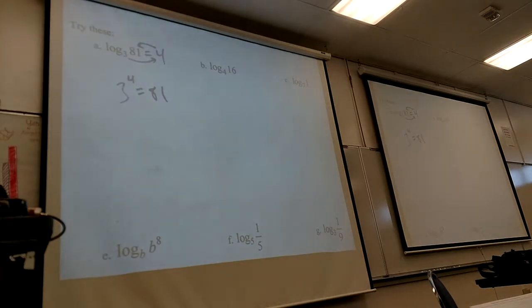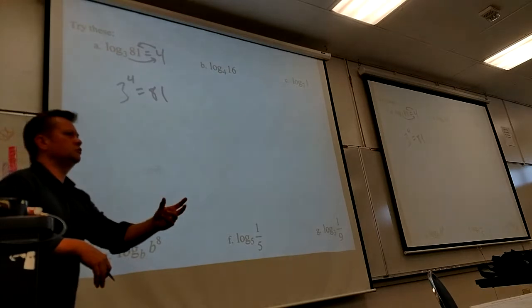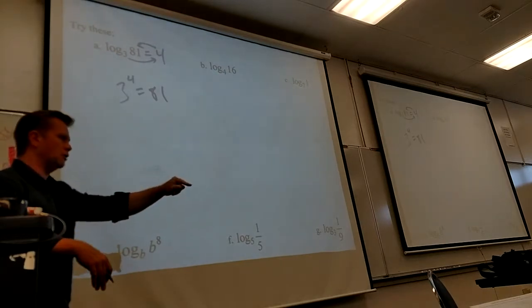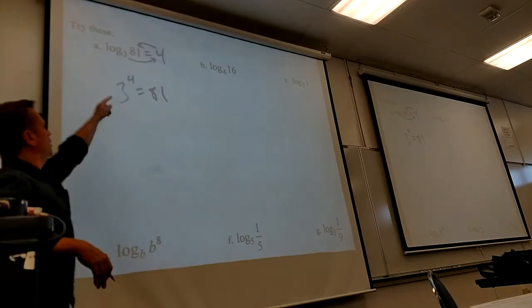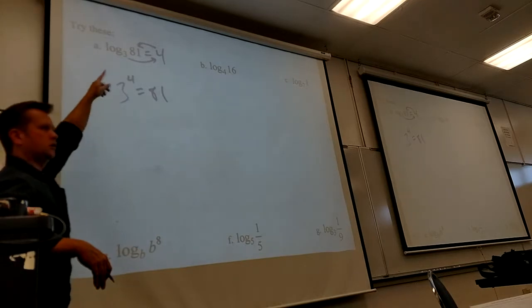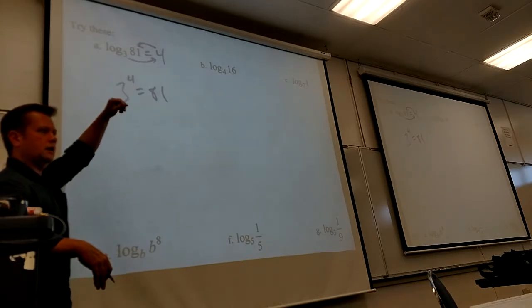That's all logarithms mean. So they're very similar to roots, but roots tell you the power and they're looking for the base. Logs tell you the base and they're looking for the power. What power does it need?